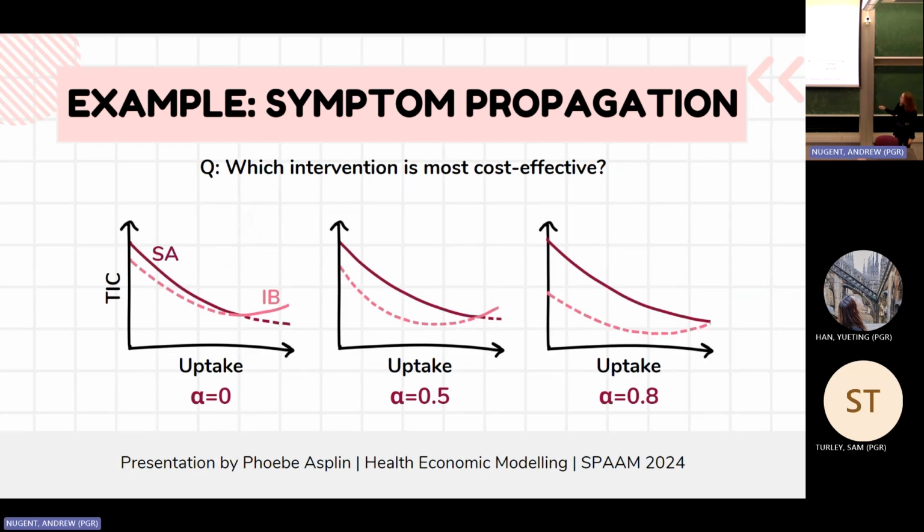So we can look across uptake values, and we end up with these plots where at low uptake, symptom attenuating is always more cost effective, and then we hit some uptake value above which infection blocking becomes more cost effective.